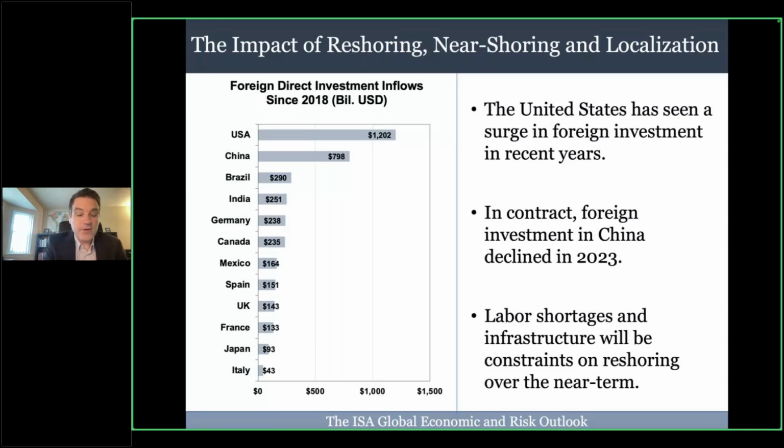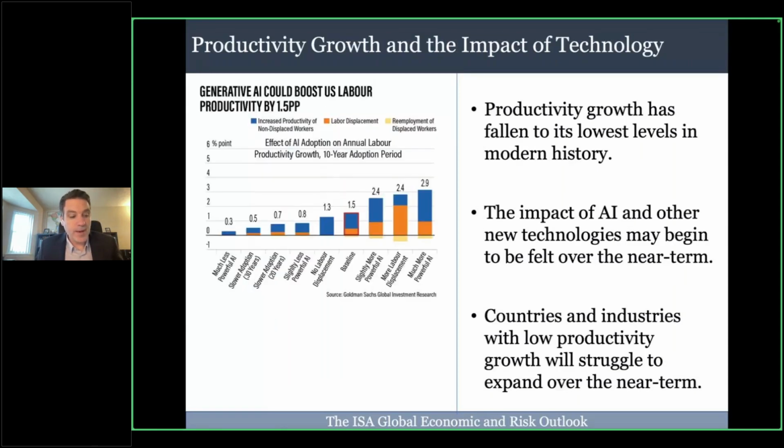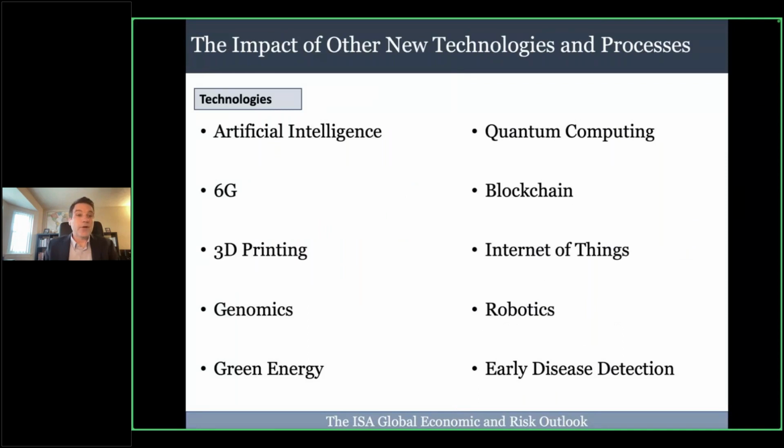We're hoping that productivity growth is going to continue on the positive side. We've seen some interesting numbers in recent months. We hope that continues. It does remain to be seen. Other parts of the world have not seen those increases in productivity growth rates thus far. Of course, there's a ton of technologies out there that we're keeping our eye on, artificial intelligence, 3D printing, et cetera.